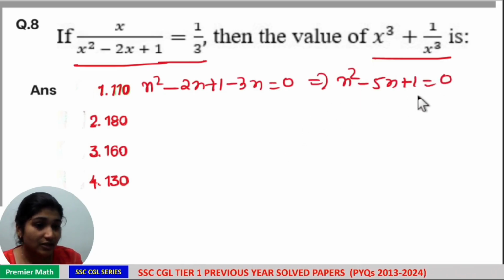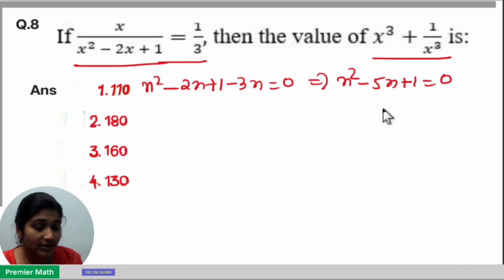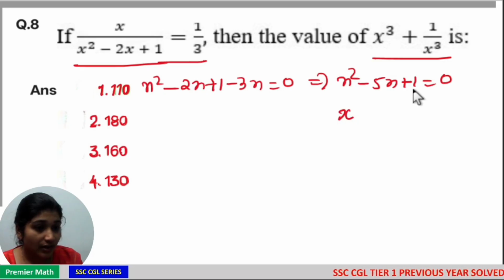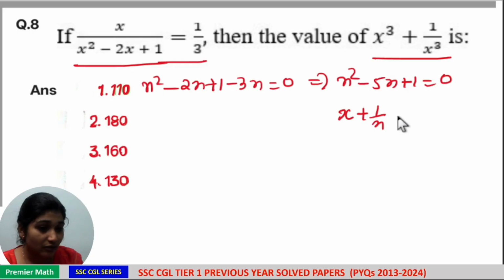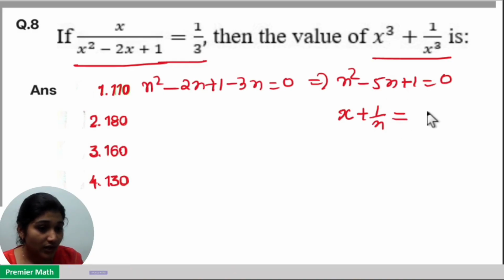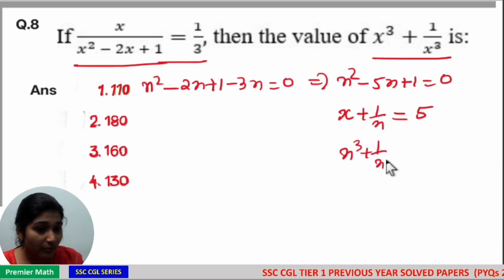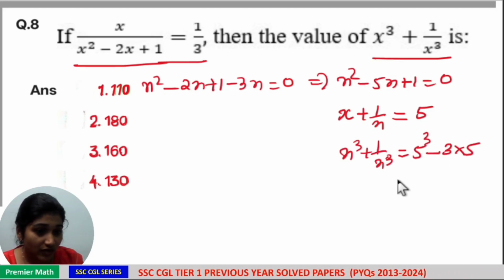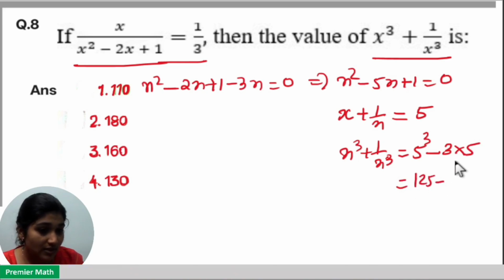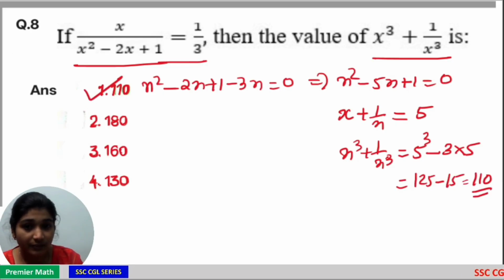Now we need x plus 1 by x format. So divide each term with x. Then x square by x will become x and 1 will become 1 by x. And here we have minus 5x. So minus 5x by x will become minus 5. Then if you transfer it into RHS, this will become plus 5. So x plus 1 by x is equal to 5 means x cube plus 1 by x cube is equal to 5 cube minus 3 into 5, which is equal to 125 minus 15, which is 110. So option 1 is your answer.